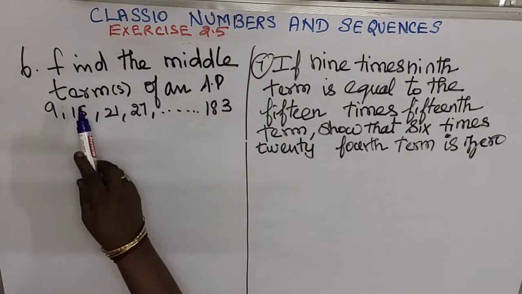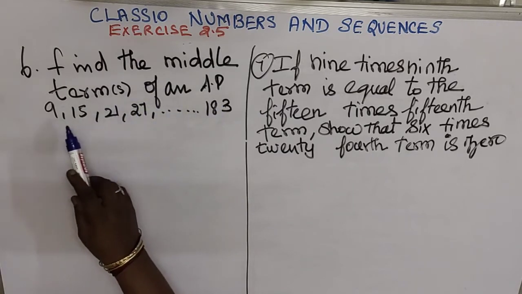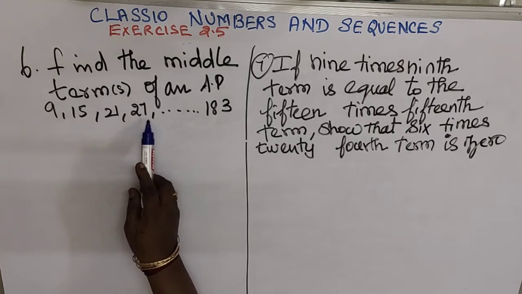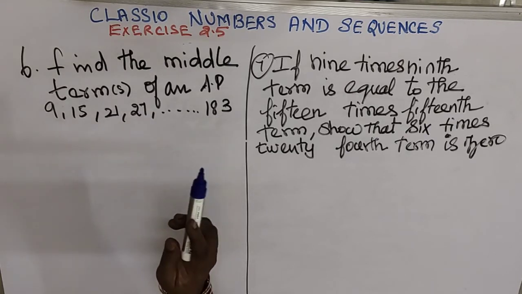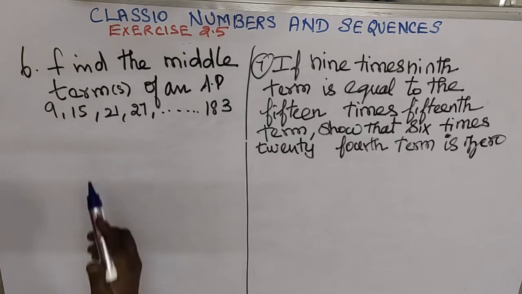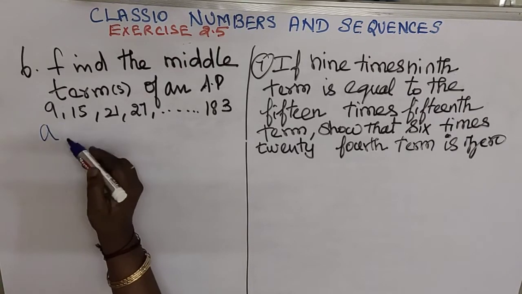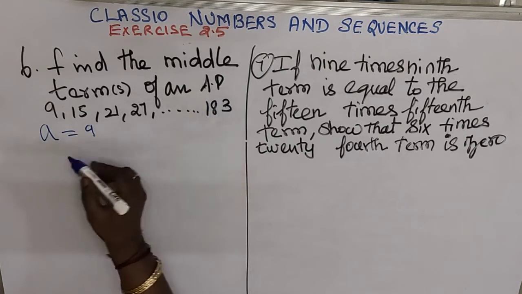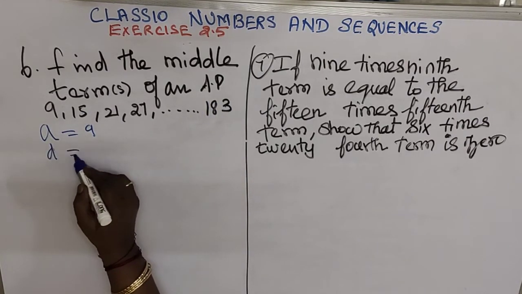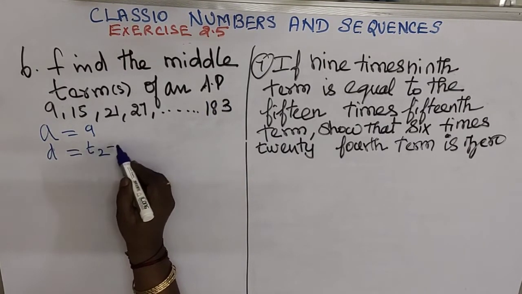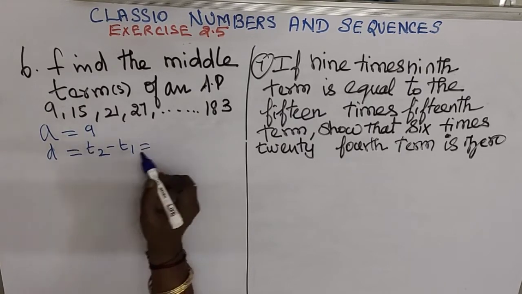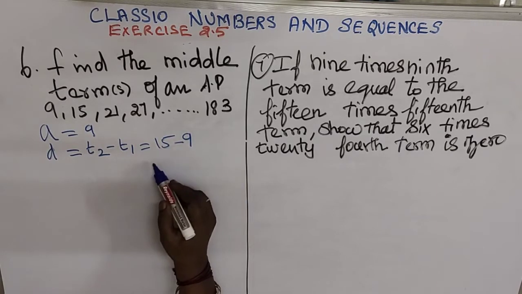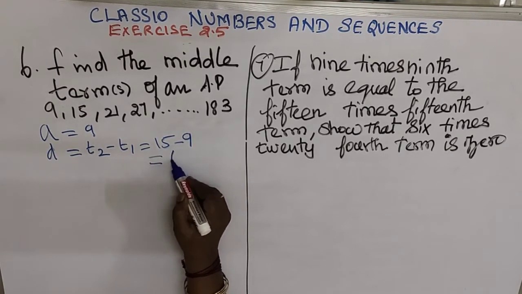Now sixth sum. Find the middle terms of an AP 9, 15, 21, 27, etc. 183. Okay. Now here the first term is 9. Since it is an arithmetic progression, the difference will be common. So T2 minus T1, T2 is 15, T1 is 9. So 15 minus 9, 6.